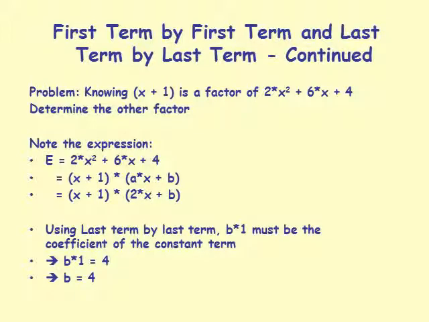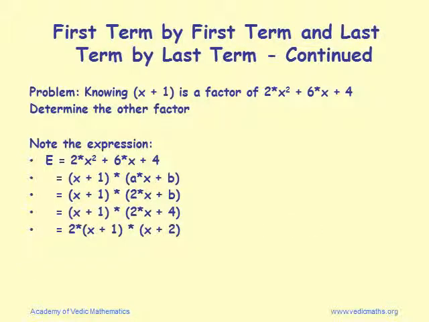When we come back on the next page, we already noted down this 2 for a. Now we have to determine what value b is. B is the last term here. Last term by last term: b times 1, the constant term of the factor, must be equal to the constant term in the given expression. So b times 1 must be 4, then b must be 4.